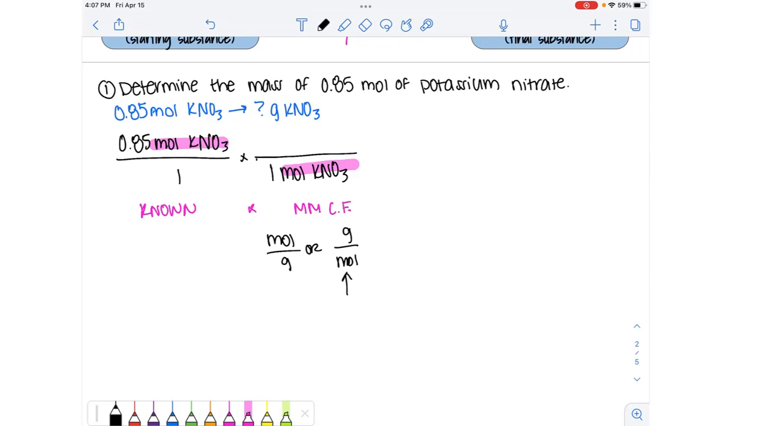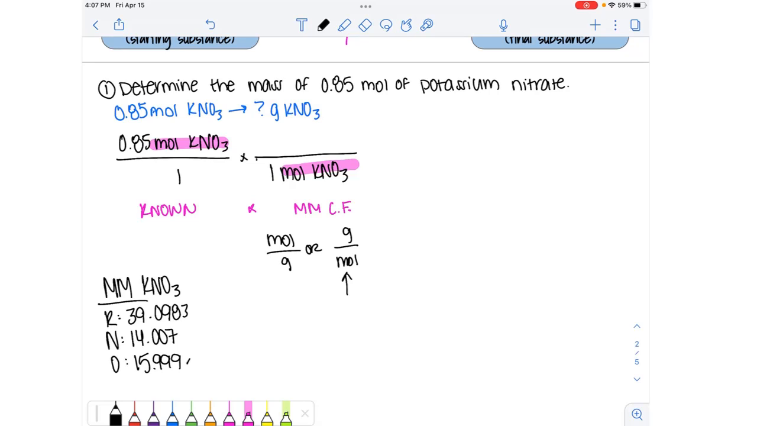So to calculate molar mass, you would have to be able to take the masses from the periodic table. You multiply them by the number of atoms you have in your compound and add them up, and that's going to get you your molar mass. So for potassium, it's 39.0983 grams per mole. This is depending on the periodic table you're using. Nitrogen, 14.07 grams per mole, and oxygen's 15.999.